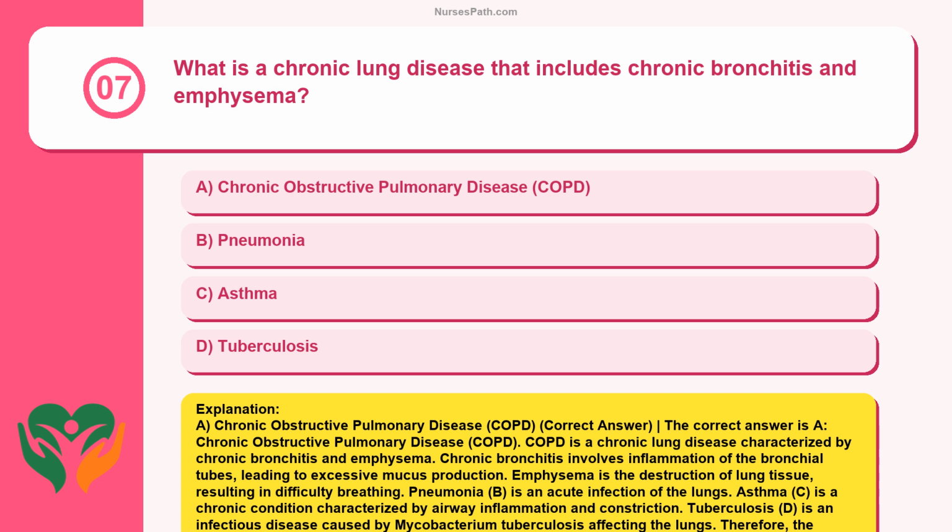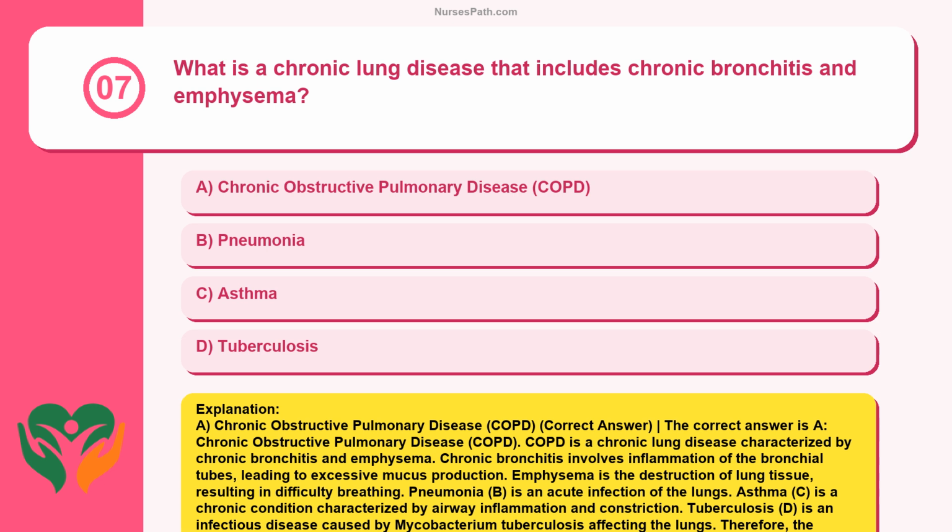A. Chronic obstructive pulmonary disease, COPD. Correct answer. The correct answer is A. Chronic obstructive pulmonary disease, COPD. COPD is a chronic lung disease characterized by chronic bronchitis and emphysema. Chronic bronchitis involves inflammation of the bronchial tubes, leading to excessive mucus production. Emphysema is the destruction of lung tissue, resulting in difficulty breathing.